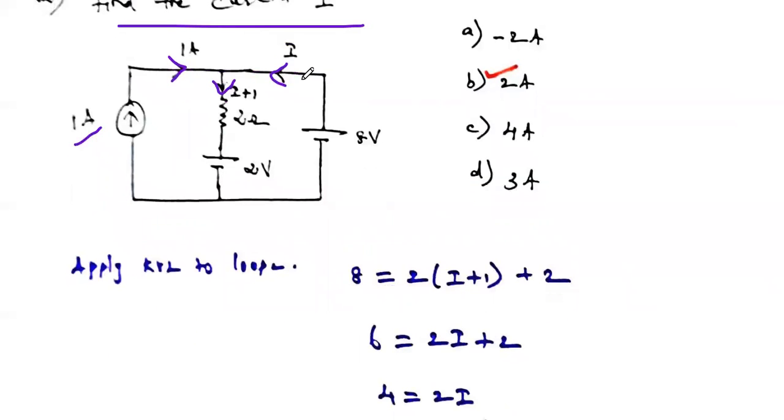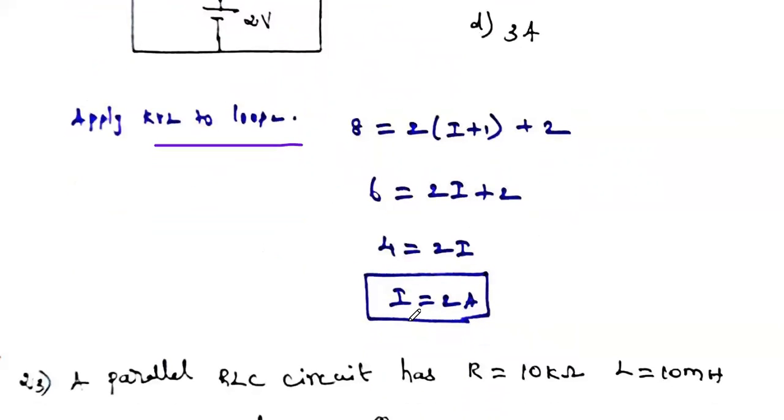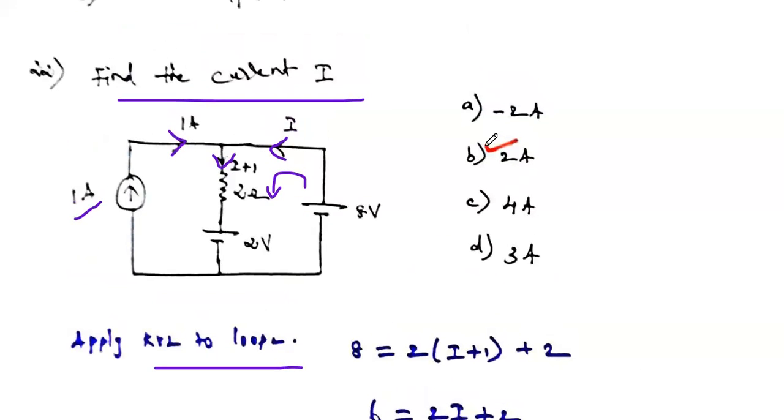To find the current I, apply Kirchhoff's voltage law, KVL, to loop 2. Going from minus to plus is a voltage rise, so 8 equals (I plus 1) into 2, which is a voltage drop, plus this is also a voltage drop. So 8 equals 2I plus 2. Then 8 minus 2 is 6, and 6 minus 2 is 4. After rearranging, we get the current I equal to 2 amps. So the current I is 2 amps. This is the correct option.